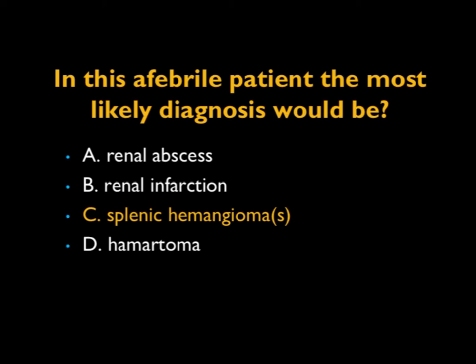Hemangiomas can be multiple. They can be atypical in appearance. And this was a patient with Klippel-Trenaunay-Weber syndrome. Just a very, very nice example.